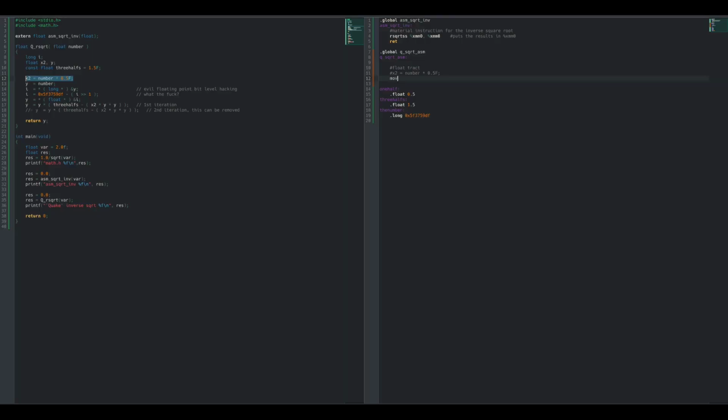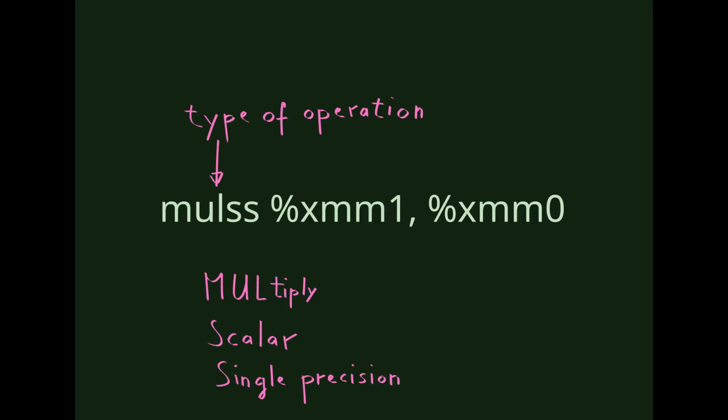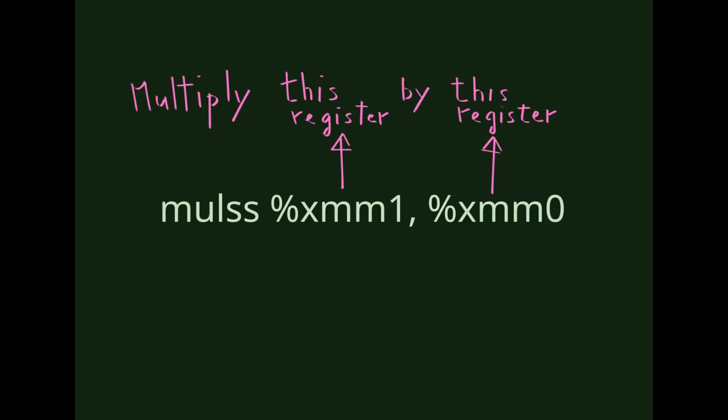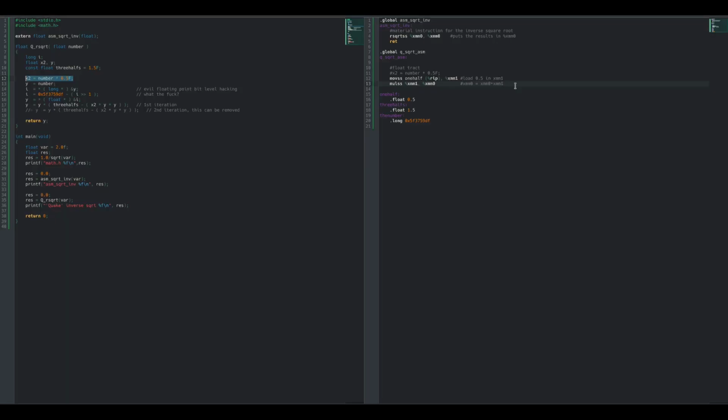The first is float, thus we start with the float tract. We load the constant value in the XMM1 register. When calling externals from C, the float argument will be in XMM0. Then comes the multiplication instruction. mul_s is a simple one. Multiplier, scalar, single precision. Basically take this XMM register and this XMM register, multiply them, and put the result in the second one. We proceed with the next part of the Newton-Raphson iteration.